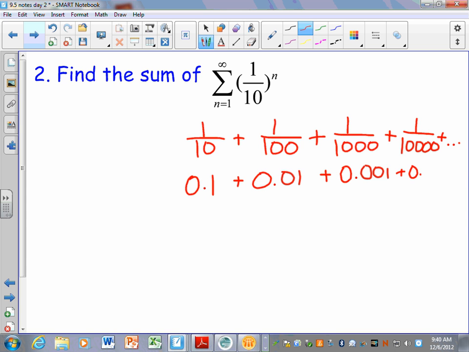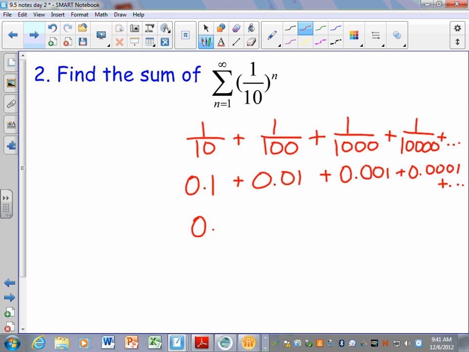10,000th is 0.0001 plus dot, dot, dot. So I'm going to keep getting terms there. What am I going to get when I add all that up? I add 0.1 to 0.01. Do you agree that that's 0.11? You line up the decimals. And then another 1 on the end of that. And then another 1 on the end of that. And am I always just going to keep adding another 1 to the end of that with every term?